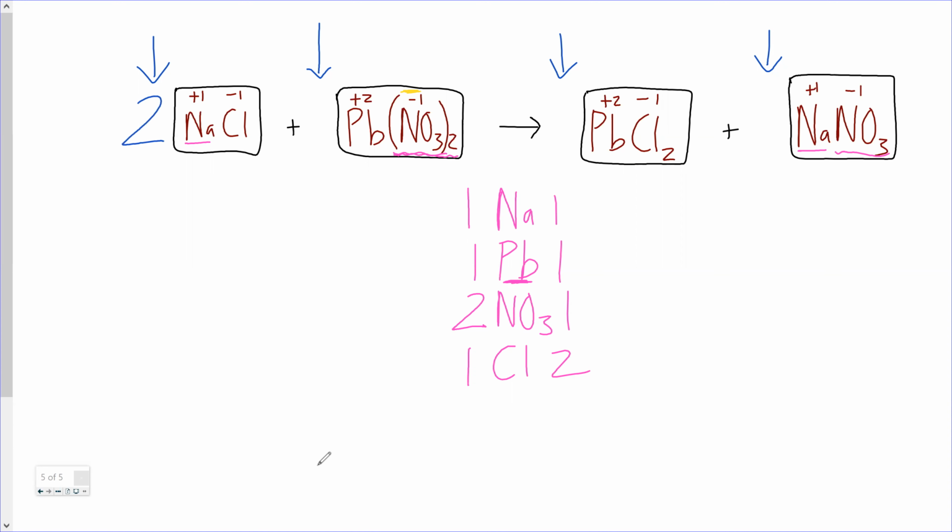Now, if I put a 2 here, that 2 distributes all the way through that box. So yes, I now have 2 chlorines, but what happened? I also have 2 sodiums, John says. Everybody understand that? That 2 gets multiplied through everything in that box. So now my chlorines are balanced. My leads are still balanced, but now my sodiums are not.